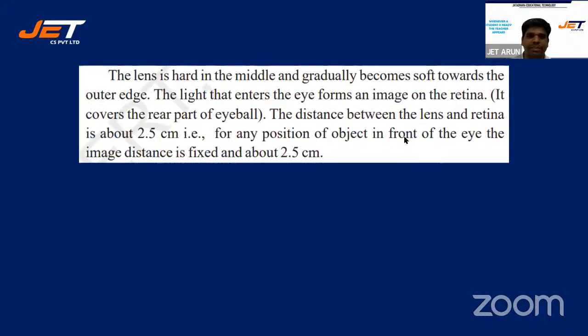The lens is hard in the middle and gradually becomes softer towards the outer edge. The light that enters the eye forms an image on the retina. It covers the rear part of the eyeball. The distance between the lens and the retina is about 2.5 centimeters. Important: for any position of the object in front of the eye, the image distance is fixed and is approximately 2.5 centimeters, students. All right, so no matter what u is, v is fixed. The image distance is fixed because the image is formed on the retina, and the distance between the retina and the lens of the eyeball is fixed. On an average, it is about 2.5 centimeters.